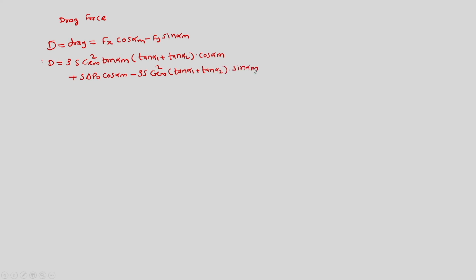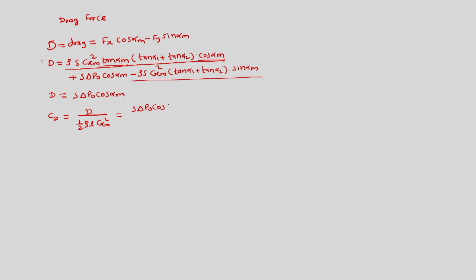minus rho S Cxm square into tan alpha 1 plus tan alpha 2 into sin alpha m. Here it is a good point to note that we have tan alpha m and cos alpha m, so this would ultimately be sin alpha m. So, we can see that the first term and the third term are the same. So, drag is equal to S delta p naught cos of alpha m. So, we can get the drag coefficient as drag divided by half rho L Cxm square, which is equal to S delta p naught cos alpha m over half rho L Cxm square.